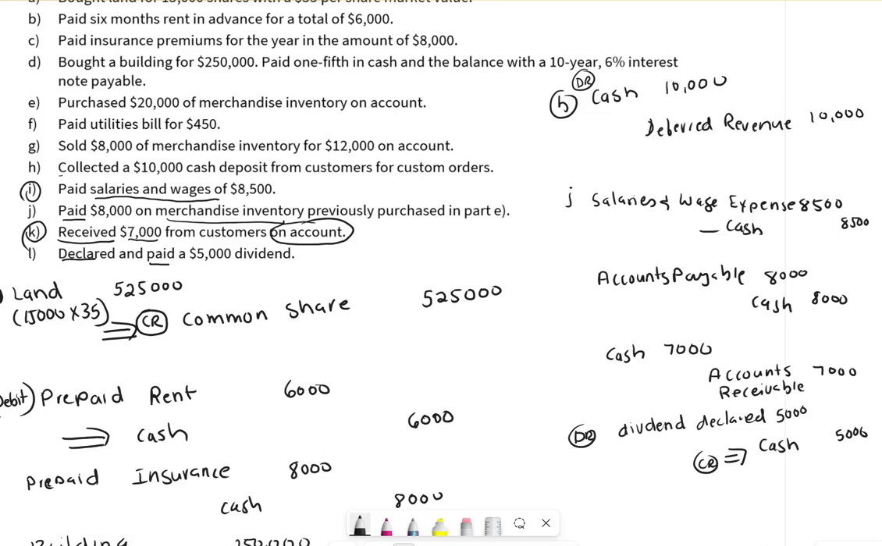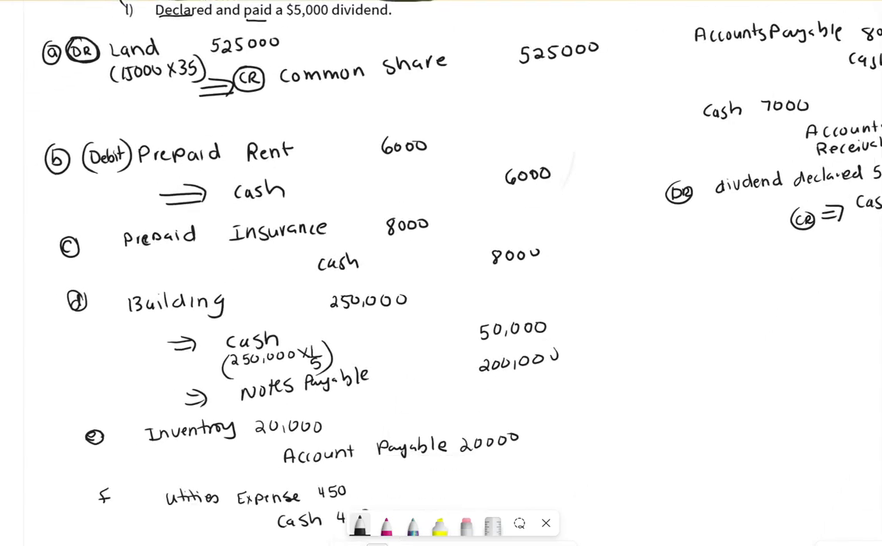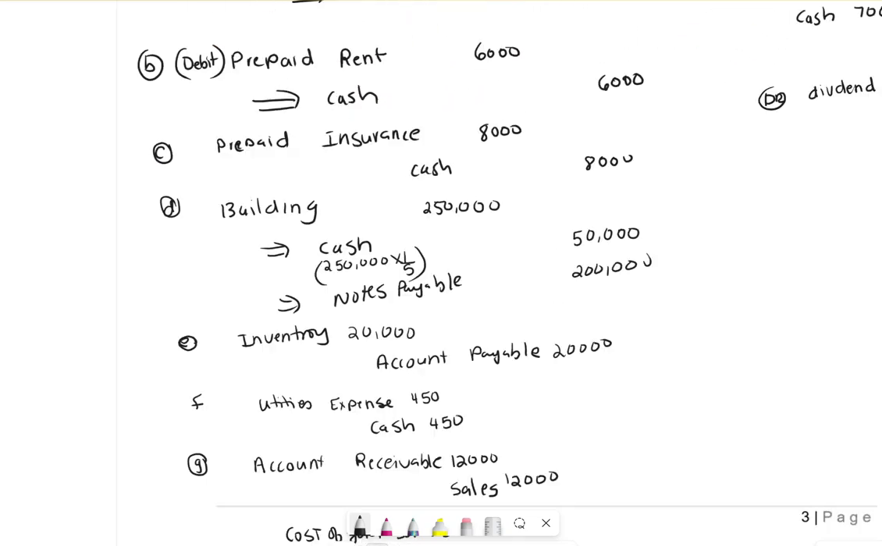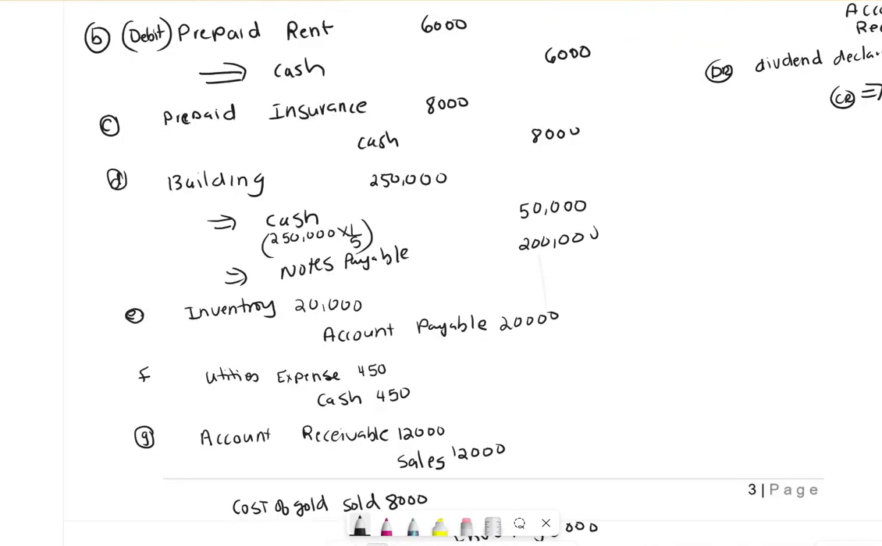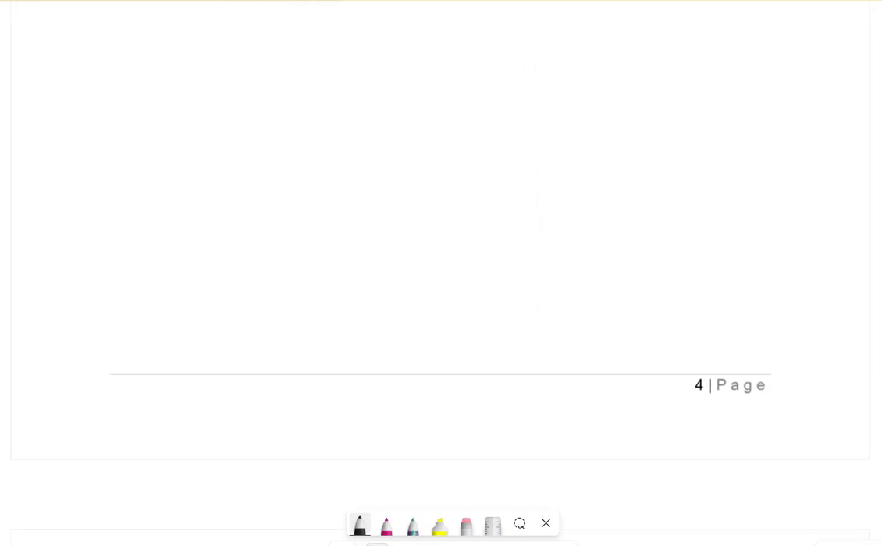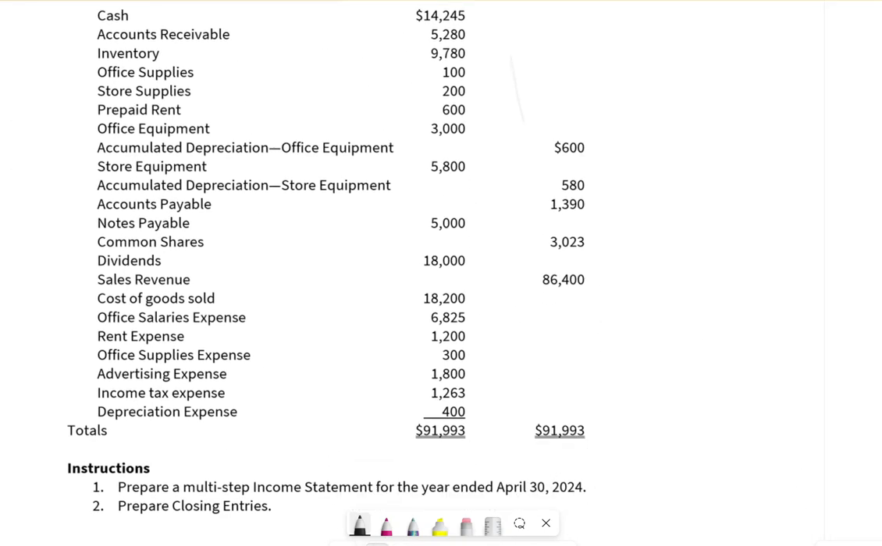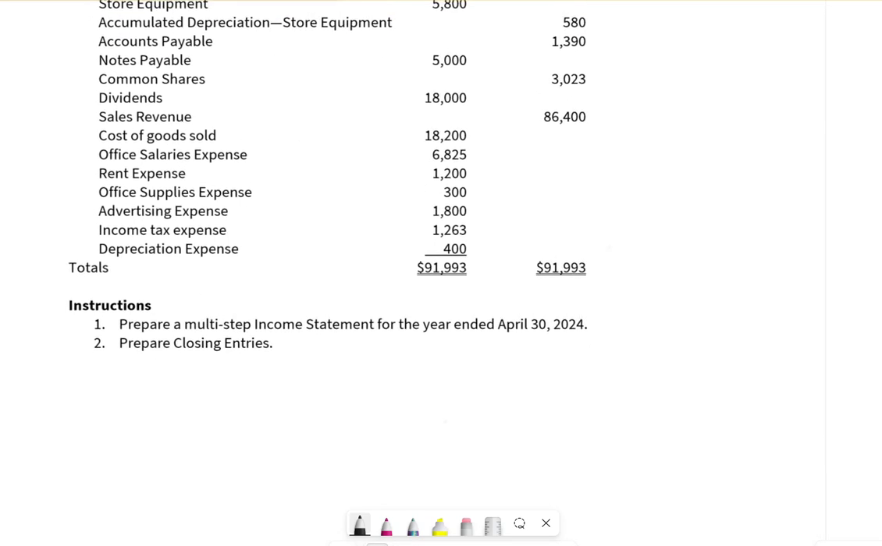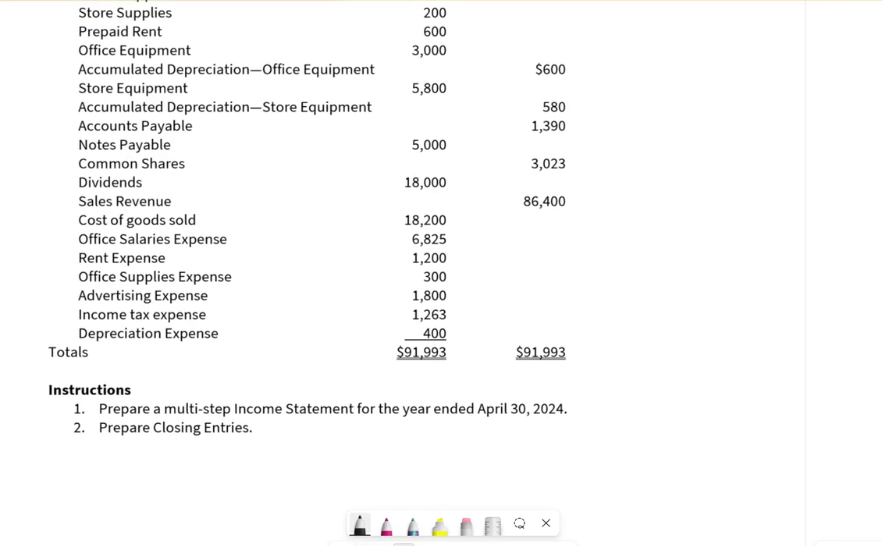My next question is to do income statement, or we already showed you how to do an income statement. The question can give you a trial balance and then ask you to prepare the closing entries, or they can ask you to do an income statement and then do the closing entry. I already showed you how to do the income statement. I'm not going to show you that now. I'm only interested in showing you a closing entry.